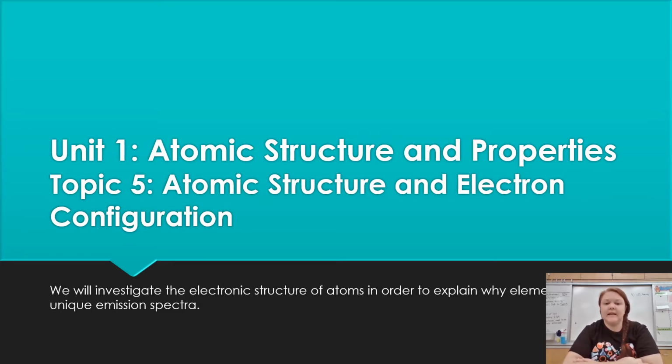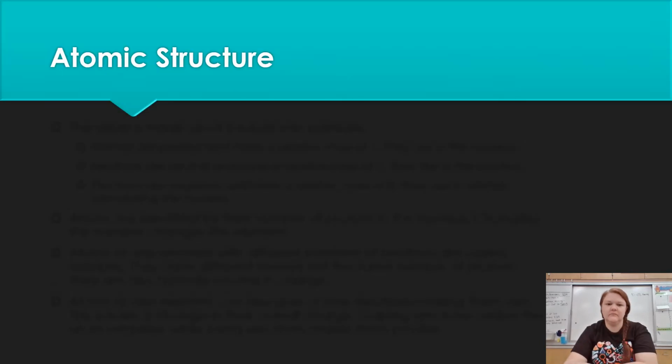So we're going to investigate the electronic structure of atoms in order to explain why elements have unique emission spectra. So that's going to be something we're building towards in this section for our unit. All right, so looking at atomic structure, quick review.